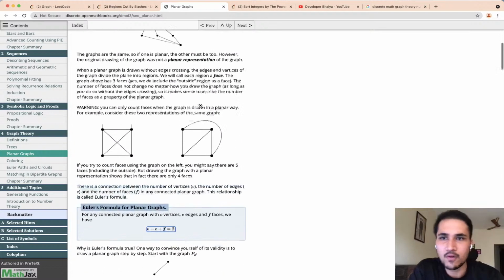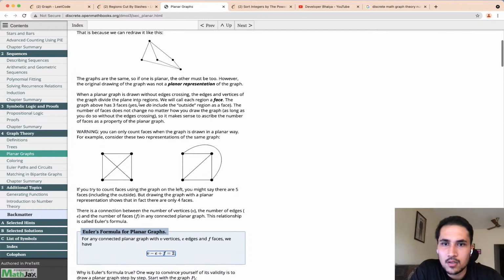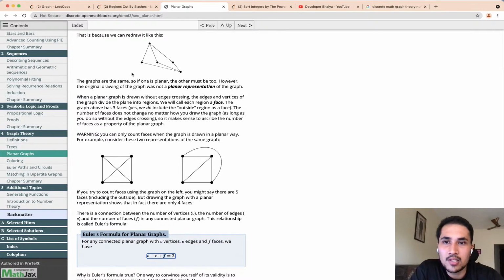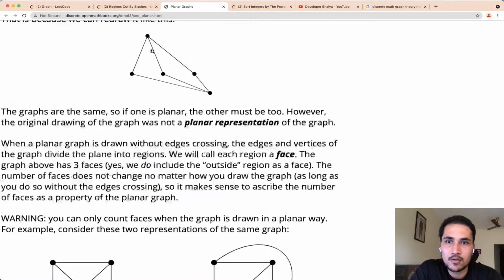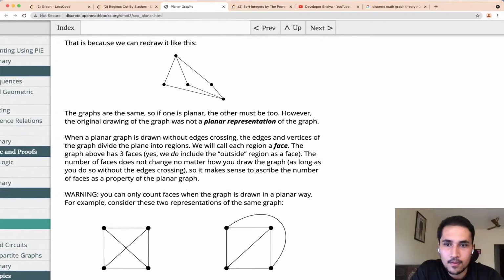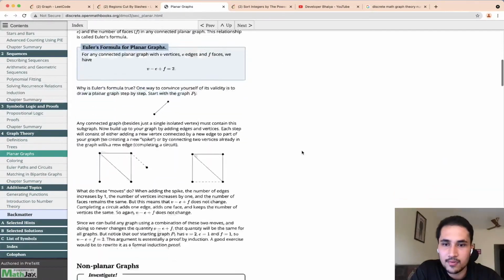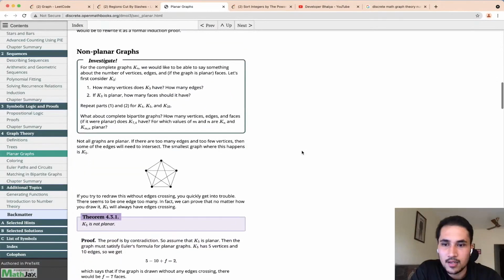And the number of regions are 1, 2, and 3. So what is a face, first of all? We call each region a face. The graph above has three faces. Oh, okay, so it's also including the outside region as one face, I feel. Because for this one, it's saying that the faces are three, so maybe one, two, and the outside area is also a face. Yes, we do include the outside region as a face. The number of faces does not change no matter. All right, maybe this is what we have to do in this one as well.